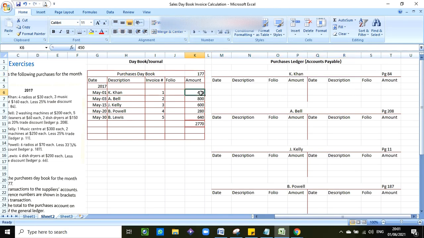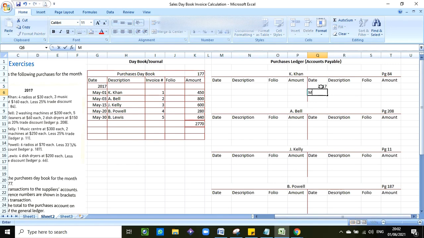So if we want to increase K-Can, we need to do it on the credit side, not on the debit side. Last week we were doing sales ledgers, so we were doing our entry on the debit side, but it was because we were doing accounts receivable. This time we're doing accounts payable, so we want to increase them on the opposite side, which is the credit side.